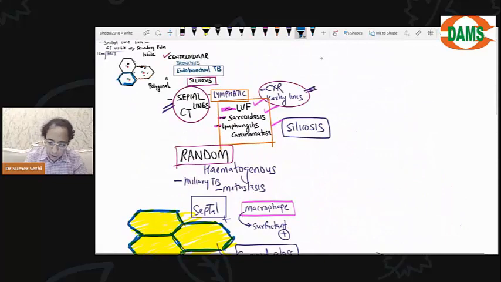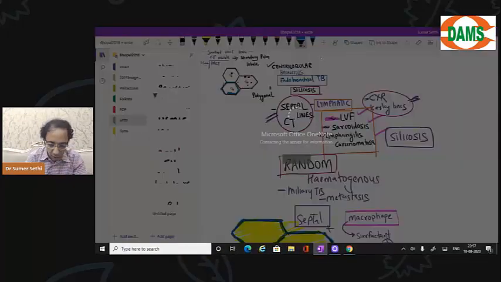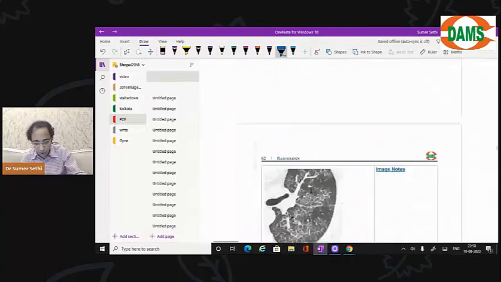Now, once you're clear, but this is theory. My goal is to show you practical. Okay, so we'll go and see the image, how it looks like. We will see the image and try to diagnose it on the real image.